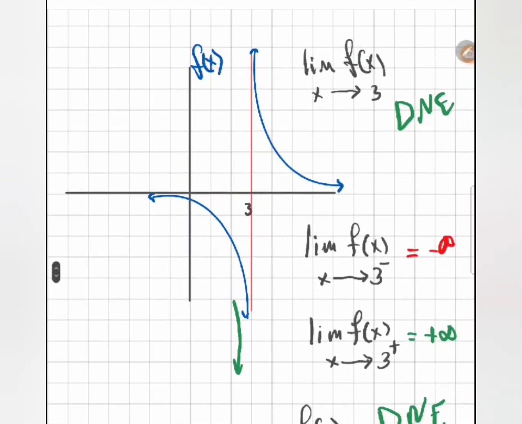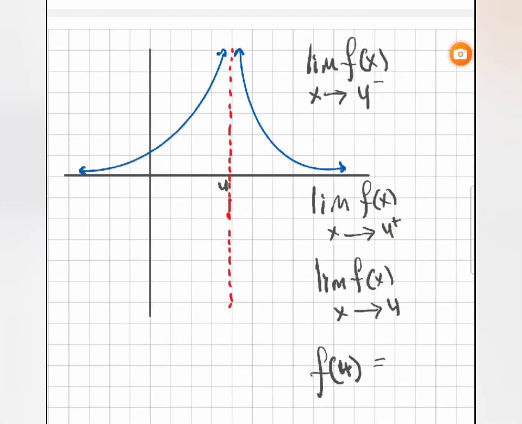Let's try another similar example. What is the limit as x approaches 4 from the left side, given the graph of f of x? So here's the x value of 4. And as we approach it, notice that the curve increases. It keeps getting higher and higher. So the y value approaches infinity. That is +infinity.